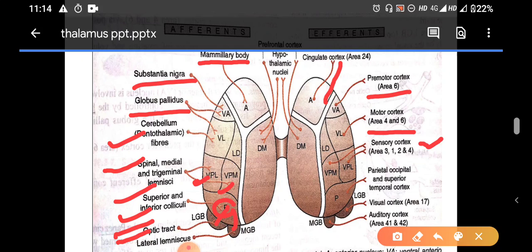From pulvinar nucleus, the efferents will go to parietal, occipital and the superior temporal cortex. From lateral geniculate body, the efferents will go to visual cortex. From medial geniculate body, efferents will go to auditory cortex area number 41 and 42. So this diagram shows the afferents and the efferents connection.